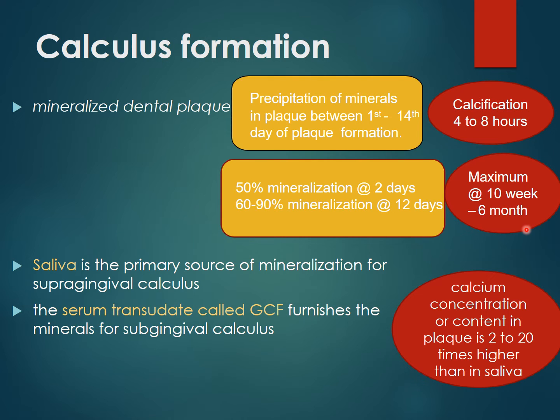It doesn't mean that all plaque necessarily undergoes calcification. The main sources of calcification are saliva and GCF. Saliva is the primary source of mineralization for supragingival calculus, and serum transudate called GCF furnishes the minerals for subgingival calculus. The calcium content in plaque is 2 to 20 times higher than in saliva. Also, microorganisms are not always essential in calculus formation.